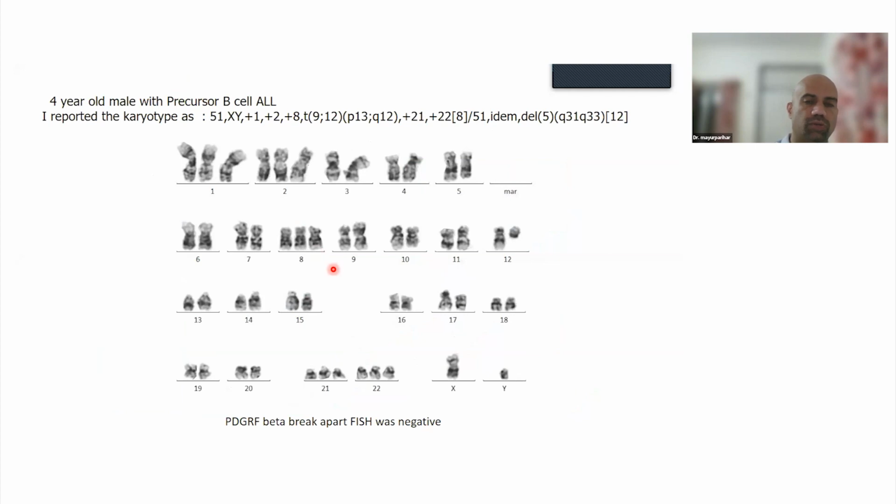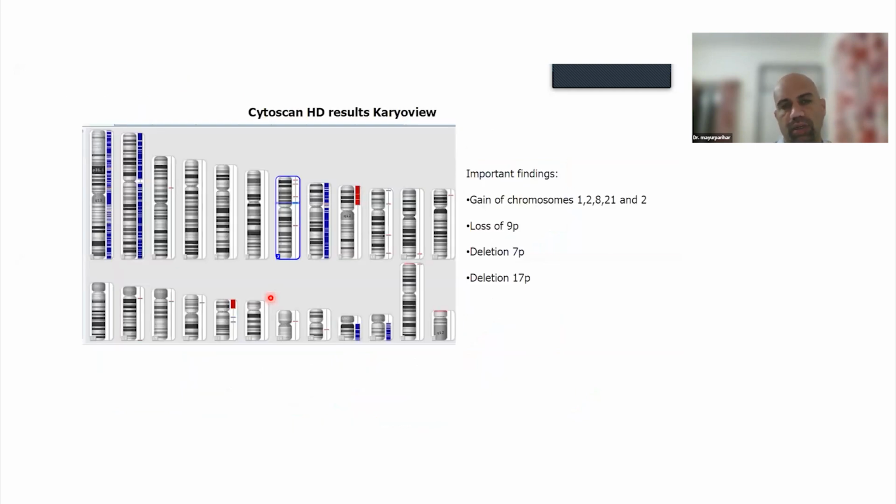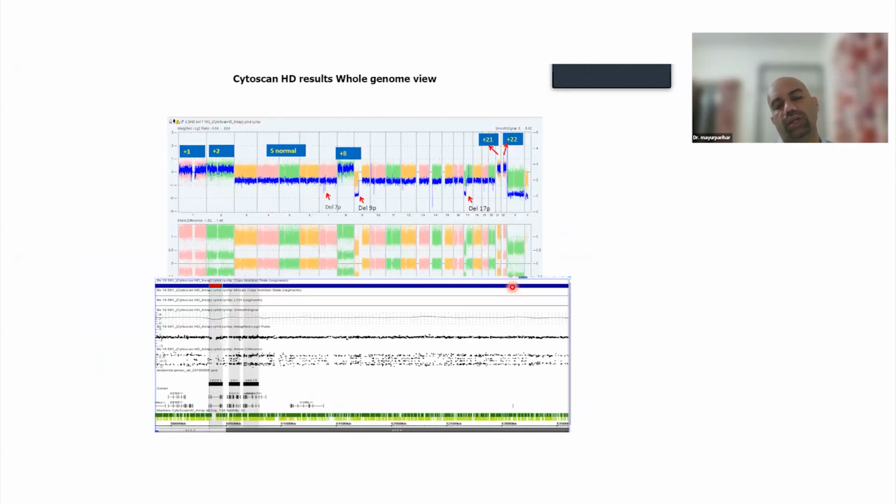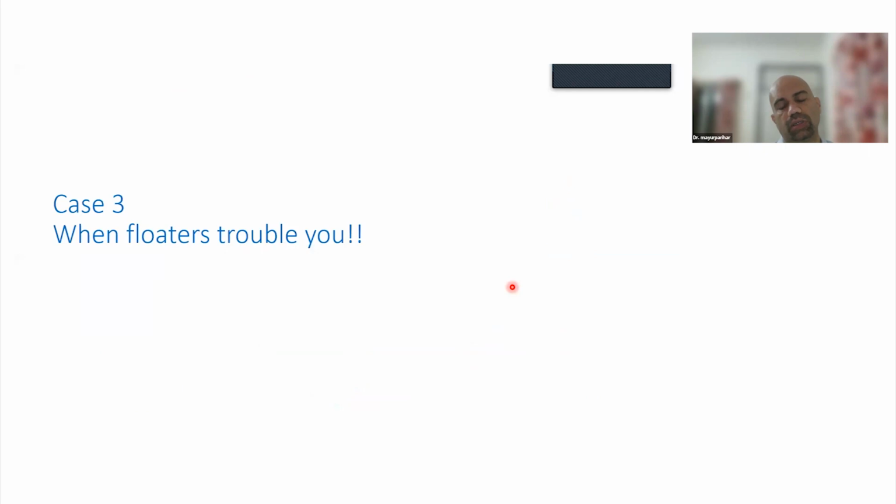Now this was a patient of ALL with 51 chromosomes, who actually relapsed, and we did an array on this. What we found on our array was that this patient had a deletion 17p, which was not visible on karyotype. So the TP53 gene was lost, and he also had an Ikaros deletion, both of which are high-risk markers, and that is why the patient relapsed.